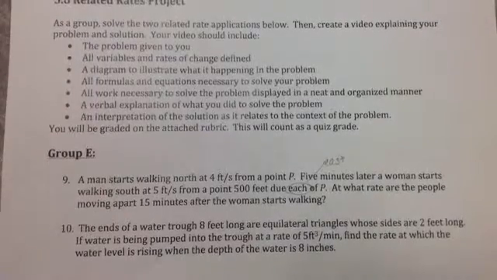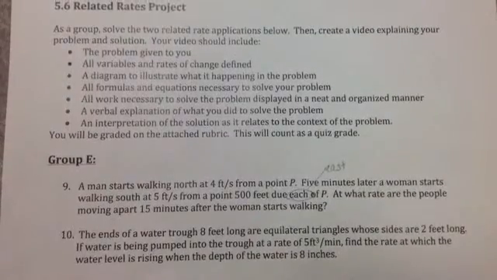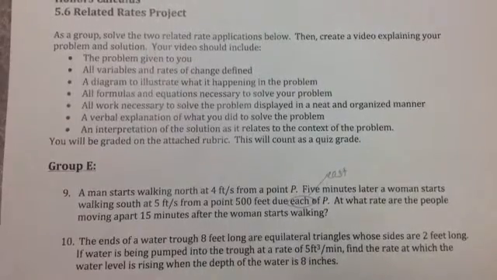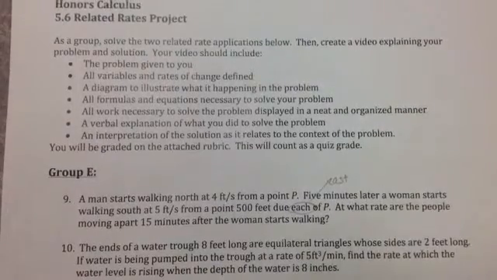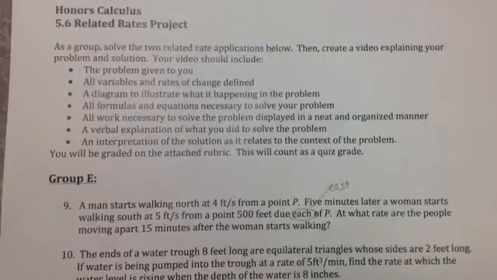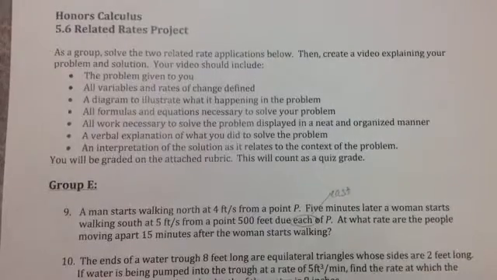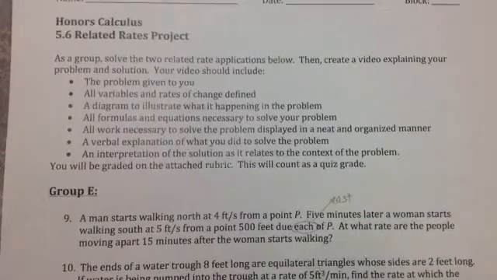A man starts walking north at 4 feet per second from a point P. 5 minutes later, a woman starts walking south at 5 feet per second from a point 500 feet due east of P. At what rate are the people moving apart 15 minutes after the woman starts walking?